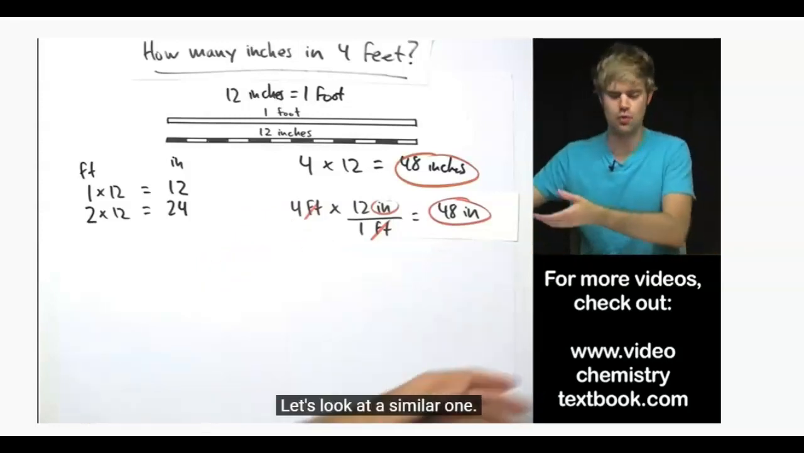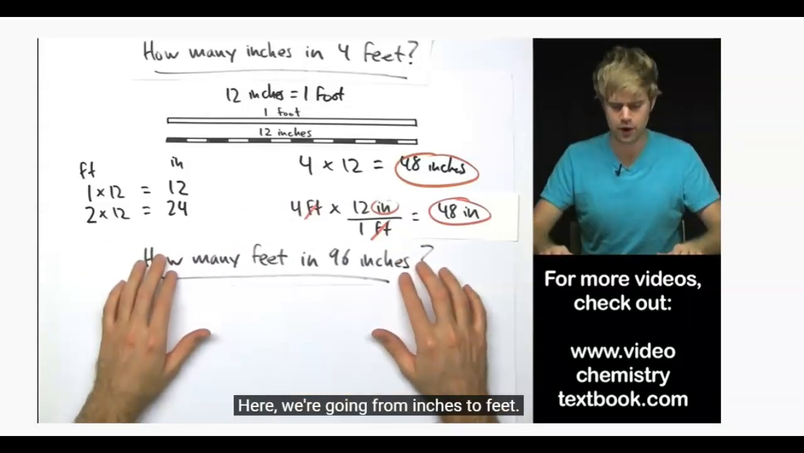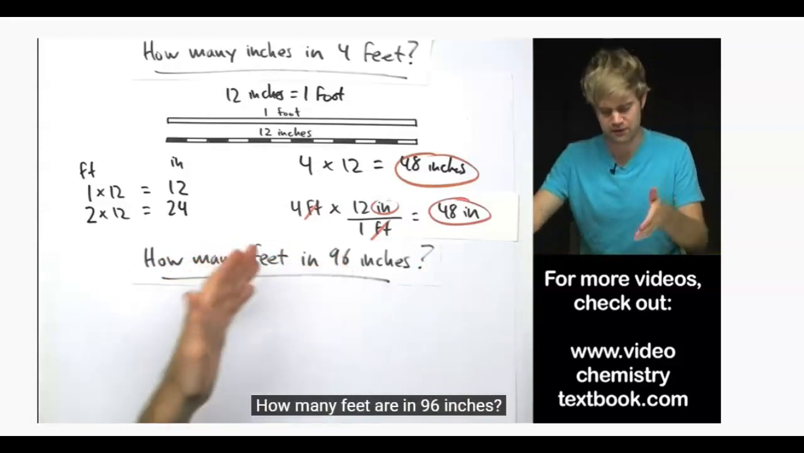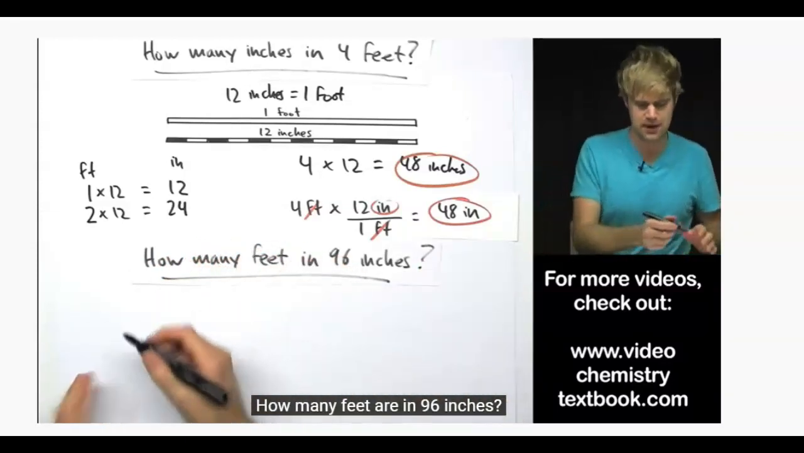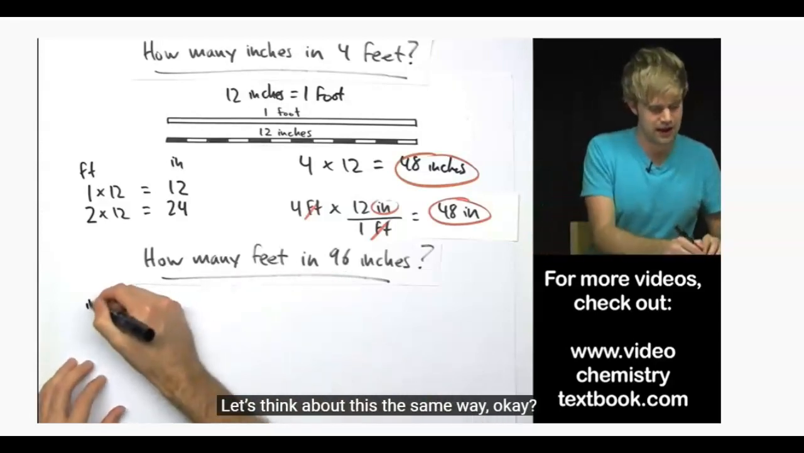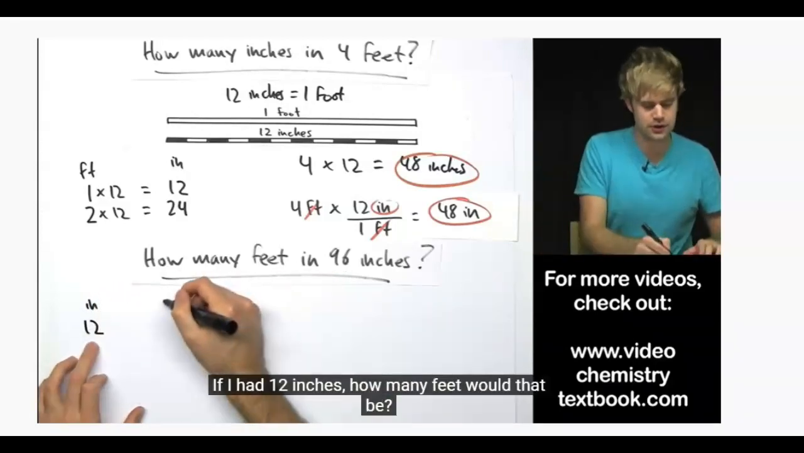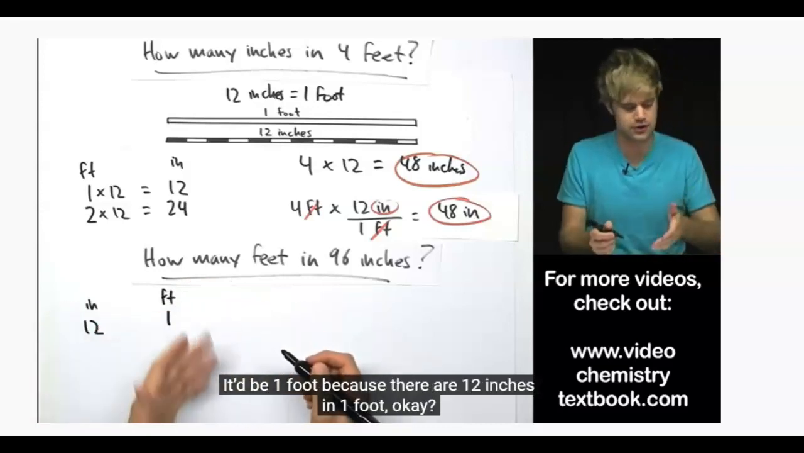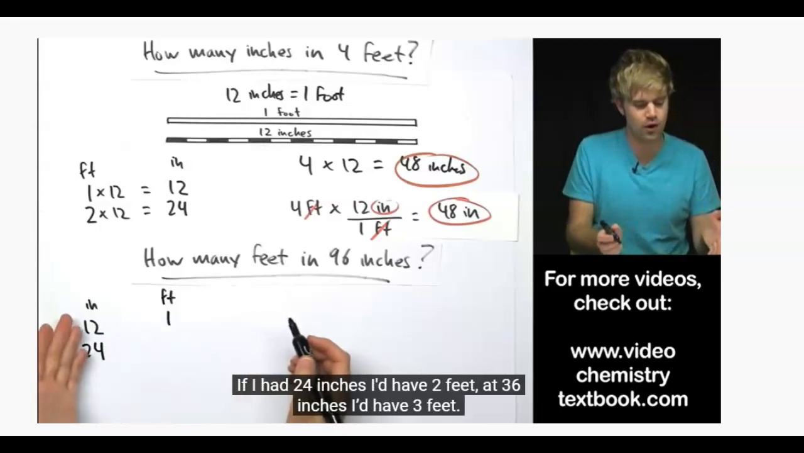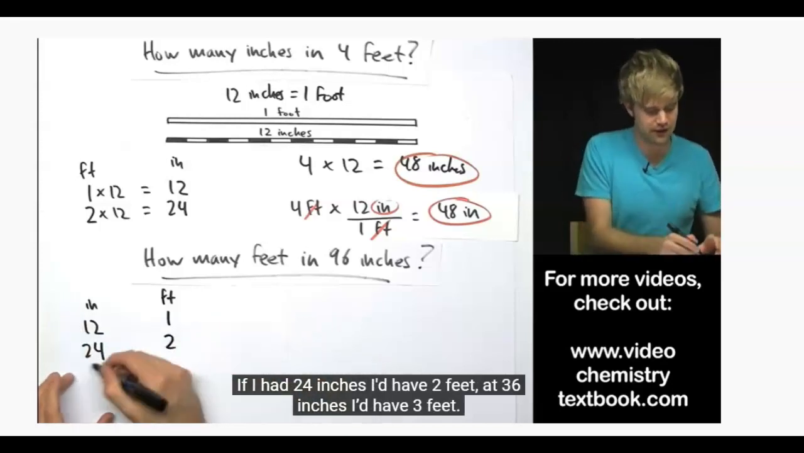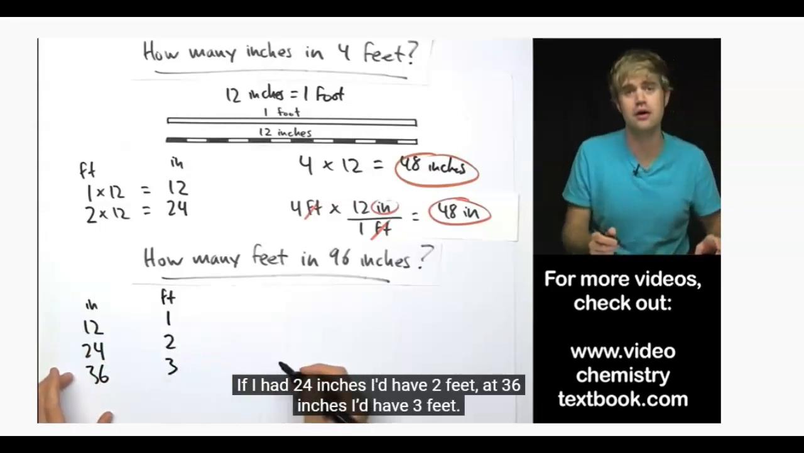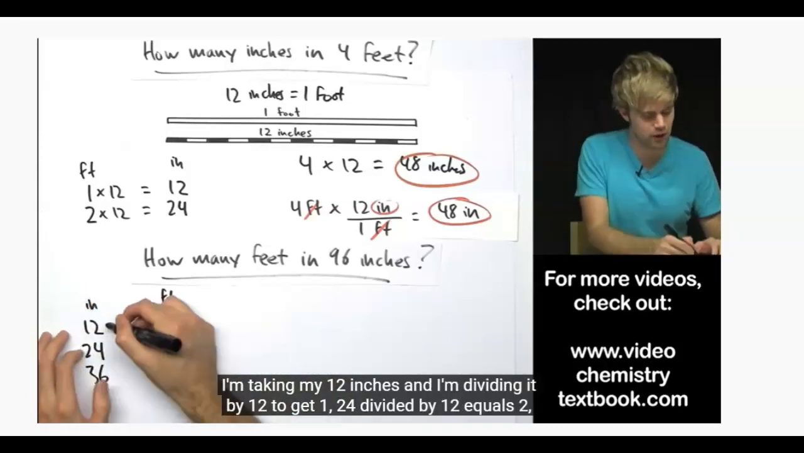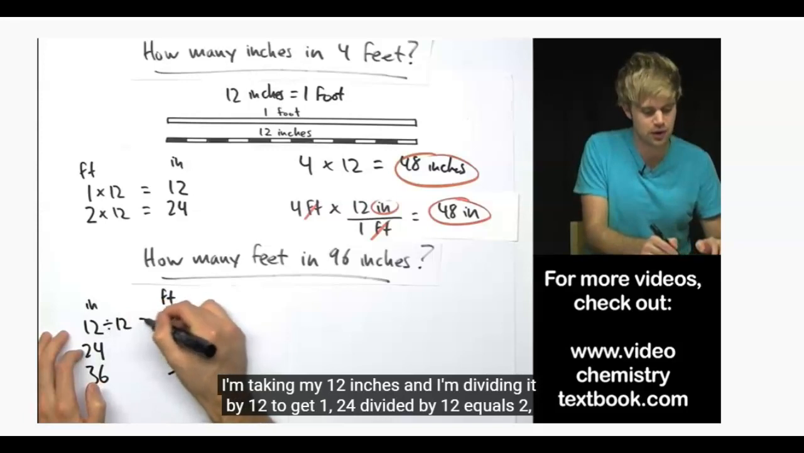Let's look at a similar one. Here, we're going from inches to feet. How many feet are in 96 inches? Let's think about this the same way. If I had 12 inches, how many feet would that be? It would be 1 foot because there are 12 inches in a foot. If I had 24 inches, I'd have 2 feet. If I had 36, I'd have 3 feet. The math I'm doing in this case is division. I'm taking my 12 inches and dividing it by 12 to get 1.